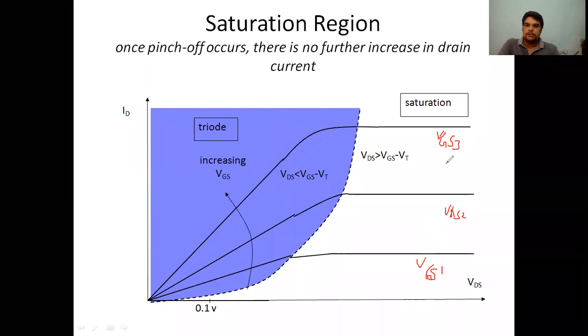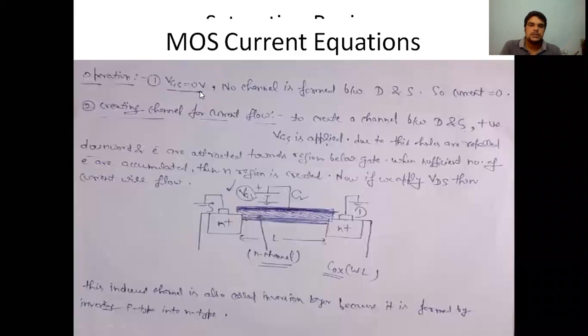And obviously VGS3 is greater than VGS2. VGS2 is greater than VGS1. Okay. Now let us briefly discuss the working of MOSFET and derive the drain current equation.